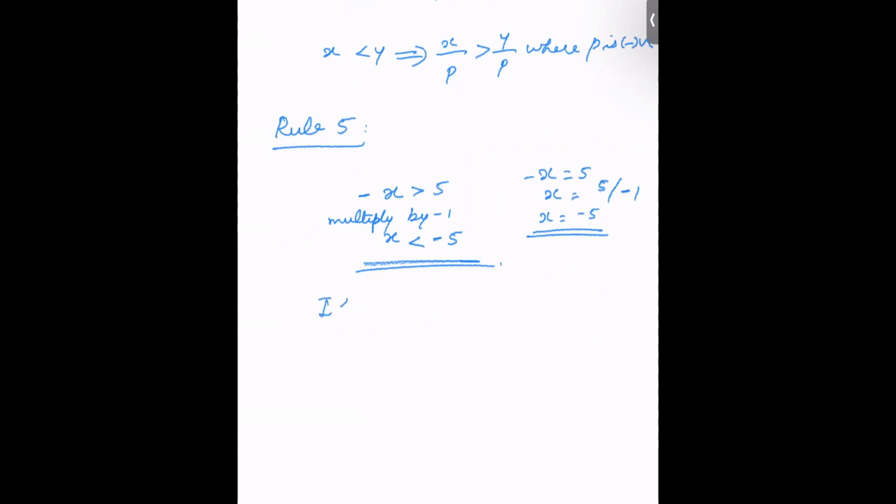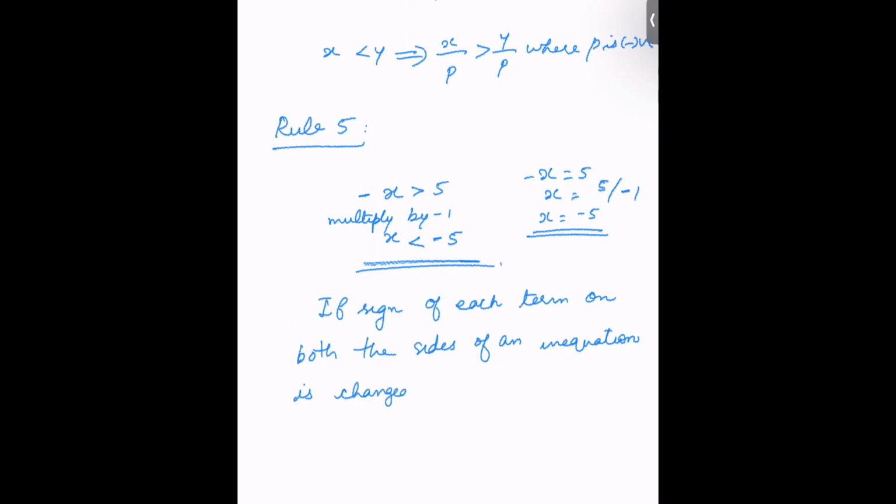Please write it down. If the sign of each term on both the sides of an inequation is changed, the sign of inequality gets reversed. And you can write this example also.